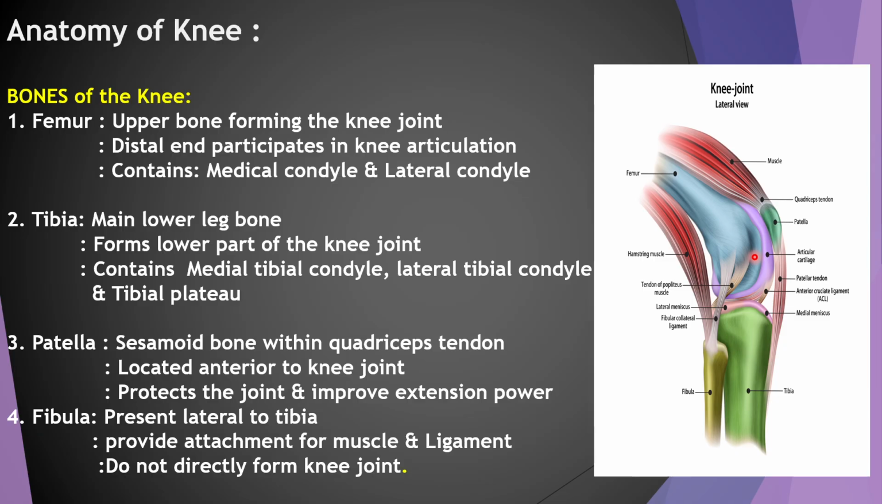Now, the second one, the tibia, the main lower bone, contains the medial tibial condyle, lateral tibial condyle, and tibial plateau. And the third one is the patella, a sesamoid bone within the quadriceps tendon, which protects the joint and improves extension power. And the fibula, which is lateral to the tibia, provides attachment for muscles and ligaments, and it does not directly form the knee joint.